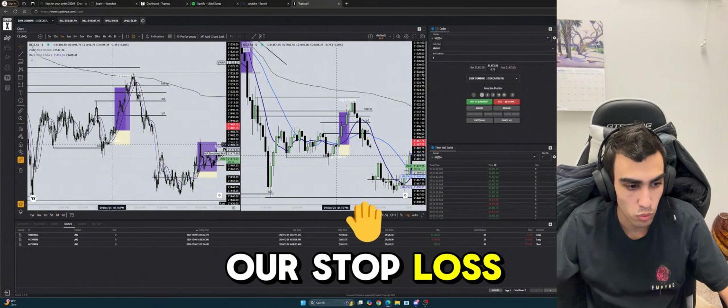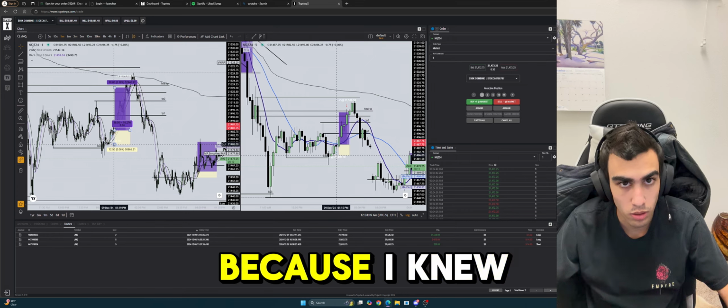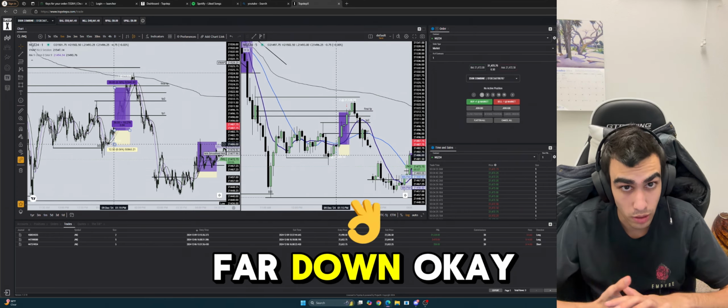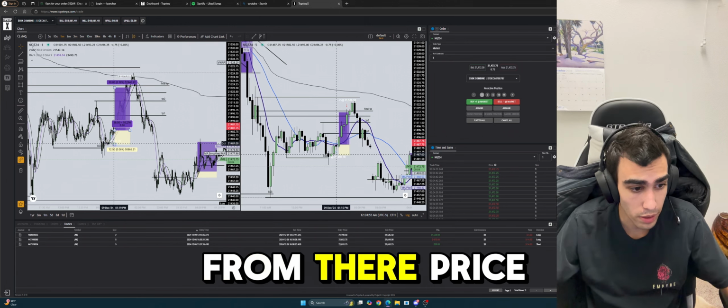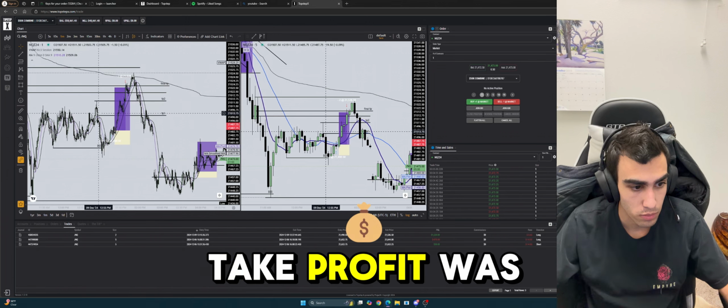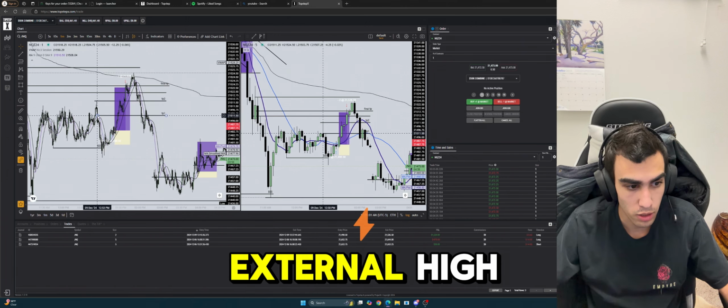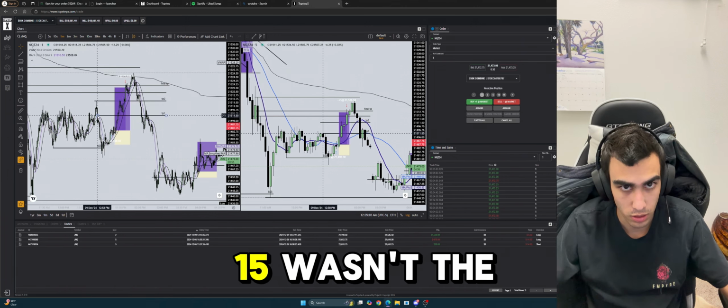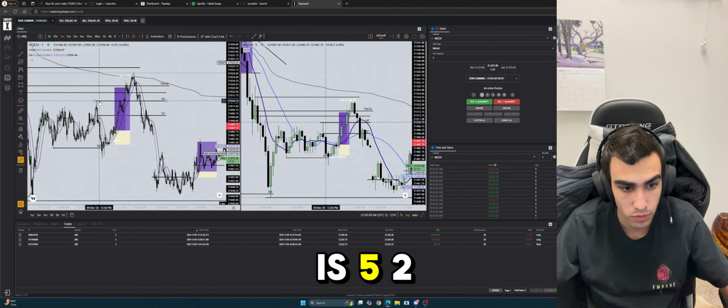Our stop loss was actually the previous 1 minute low, because I knew for a fact if price wanted to sweep down, we would see price sweep pretty far down. Okay. From there, price hit our entry, and first take profit was here, which was the 1 minute external high at 511.15. It wasn't the major high, it was a minor high. The major high was take profit 2, okay? Take profit 2 is 524.75.